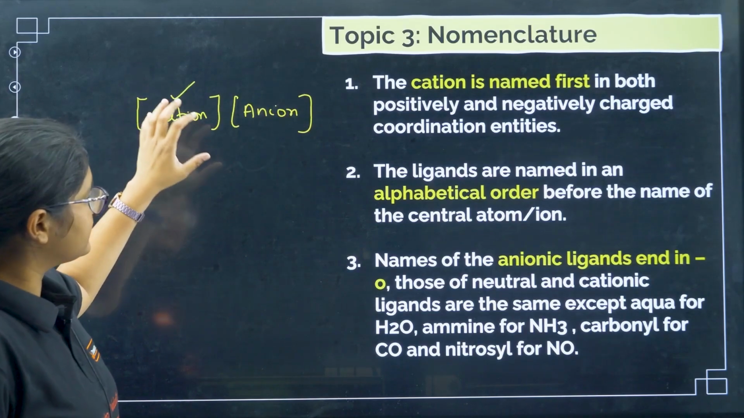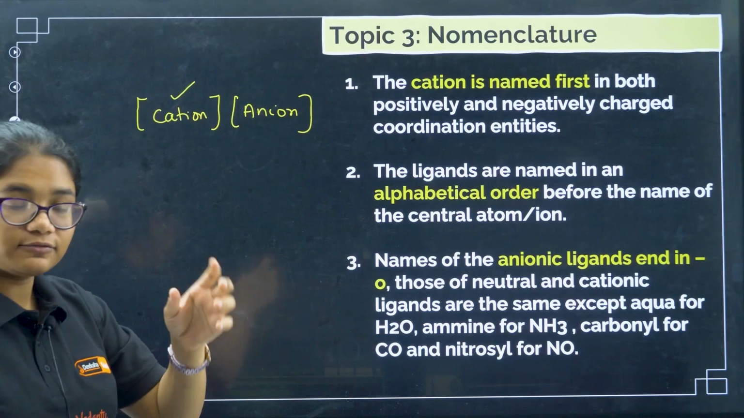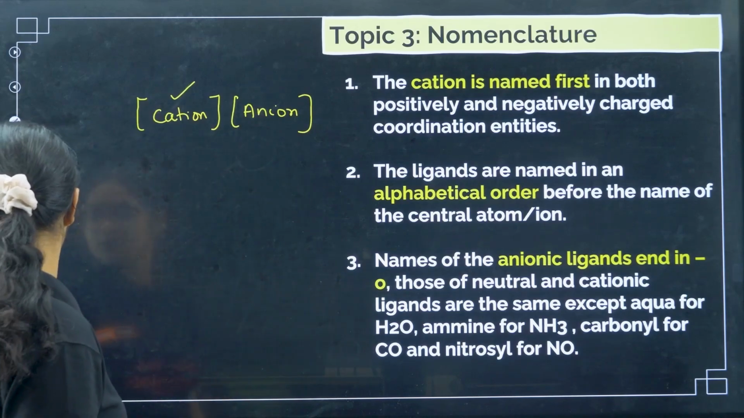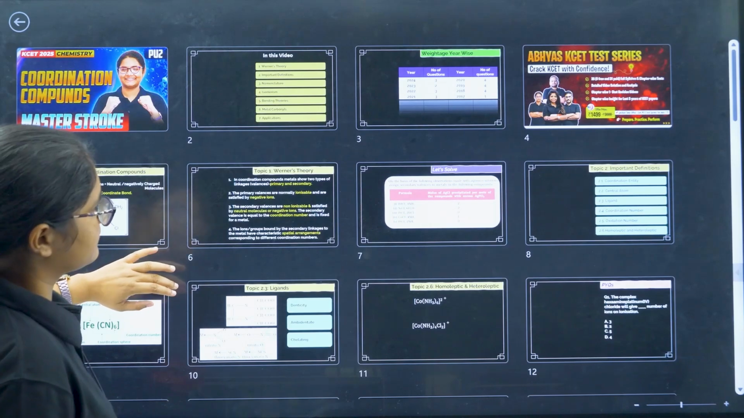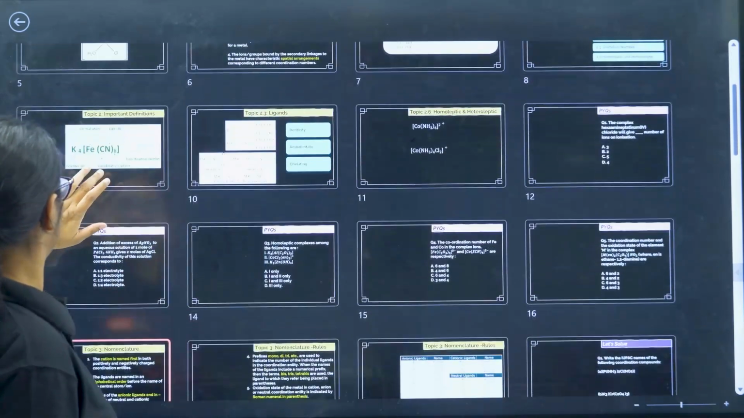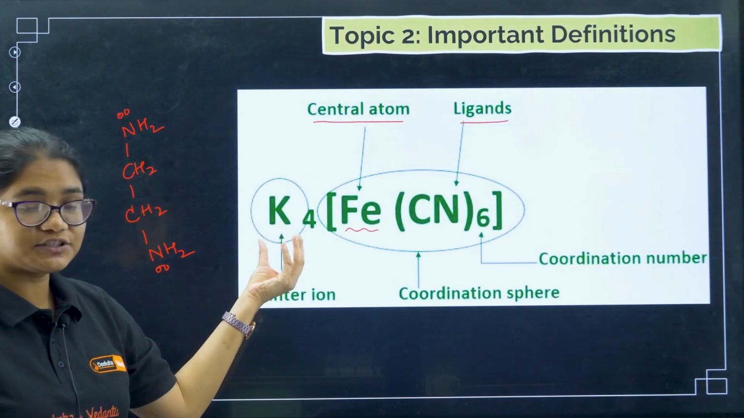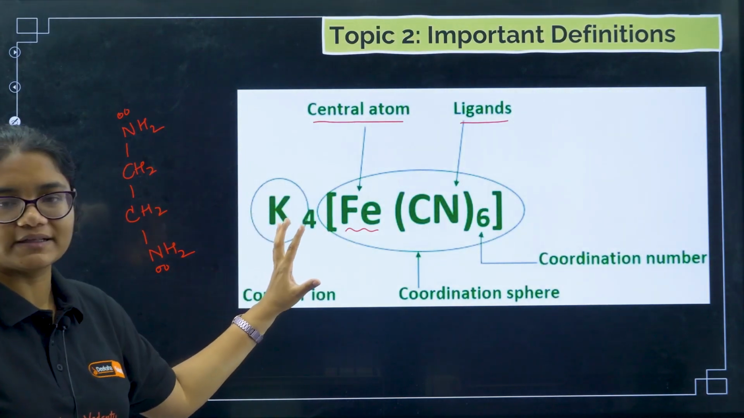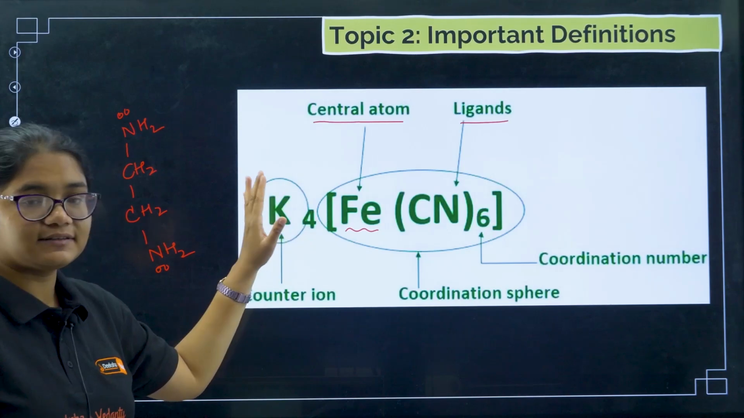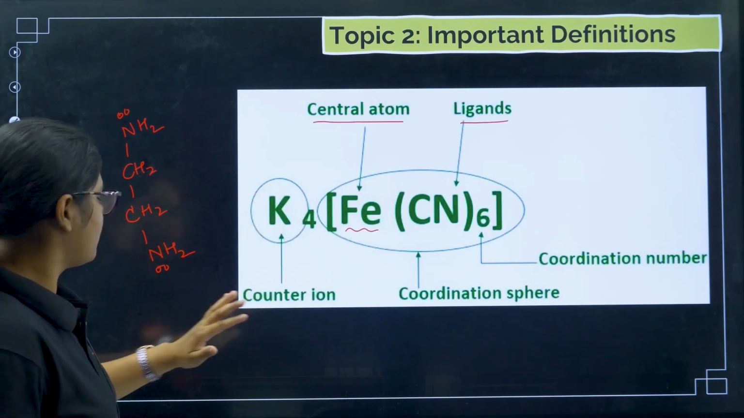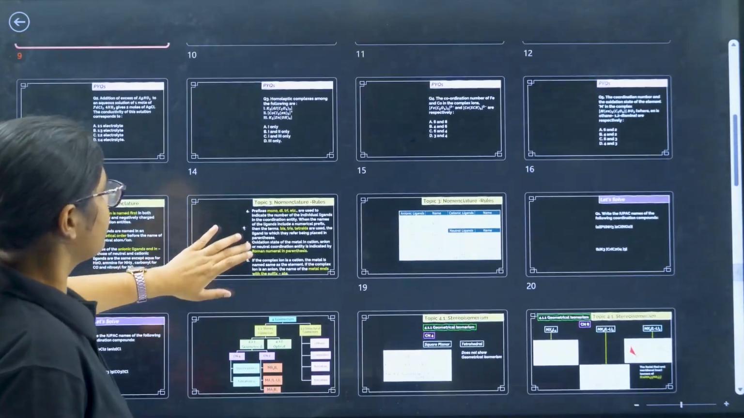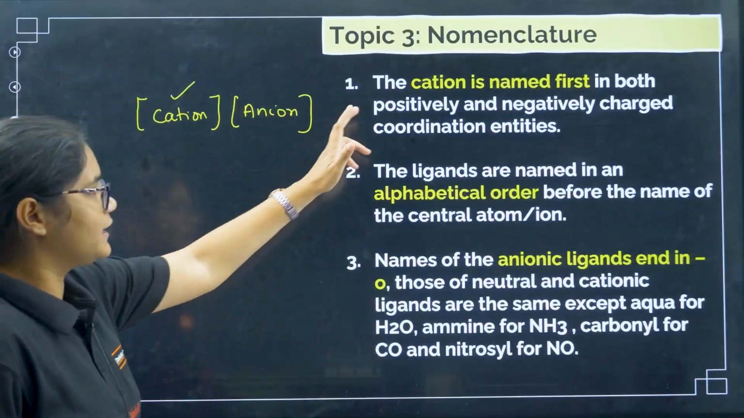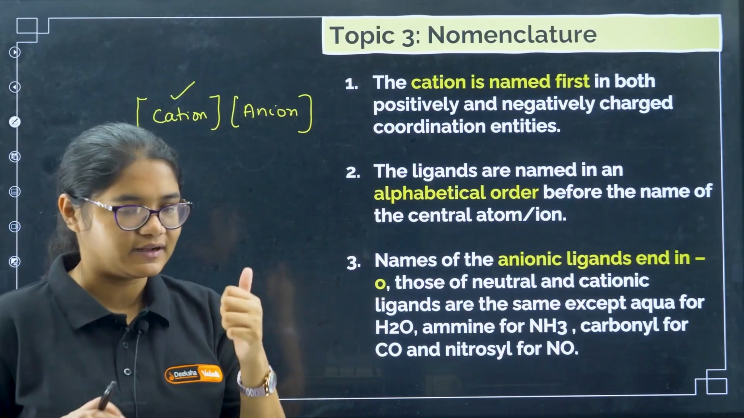Now it is possible that the cation is a normal counter ion. I have shown you the counter ion, right? For example, in this one, the part which is written first is the cation, but it is not a complex. The cation is a normal ion and the anion is a complex. Whatever it is, whether the cation or anion is the complex or not, you don't have to worry. The only thing to keep in mind is that the cation should be named first and then the anion.